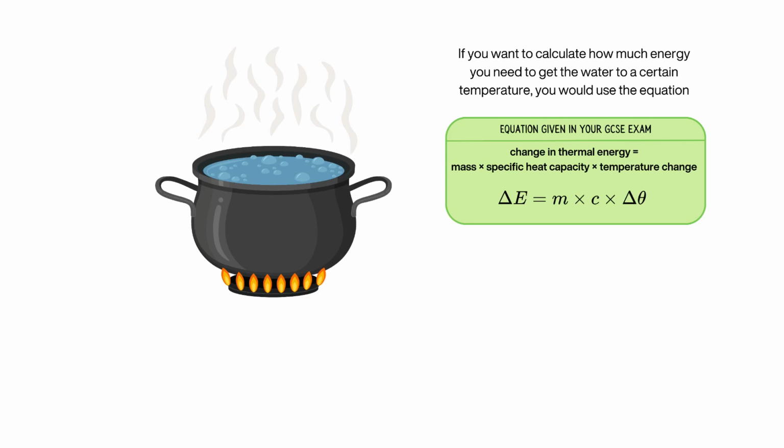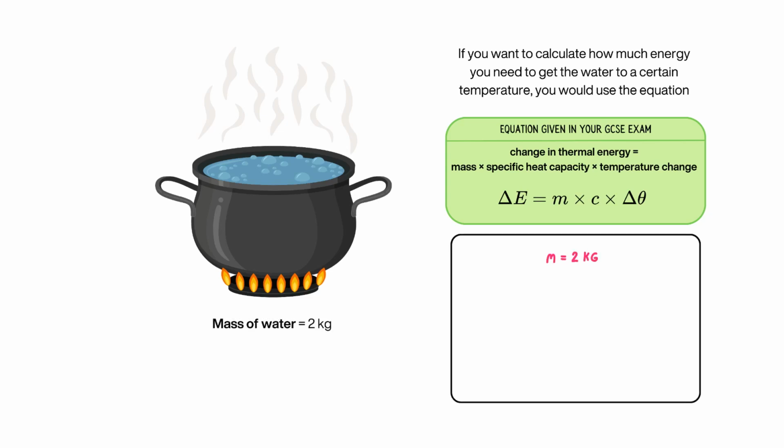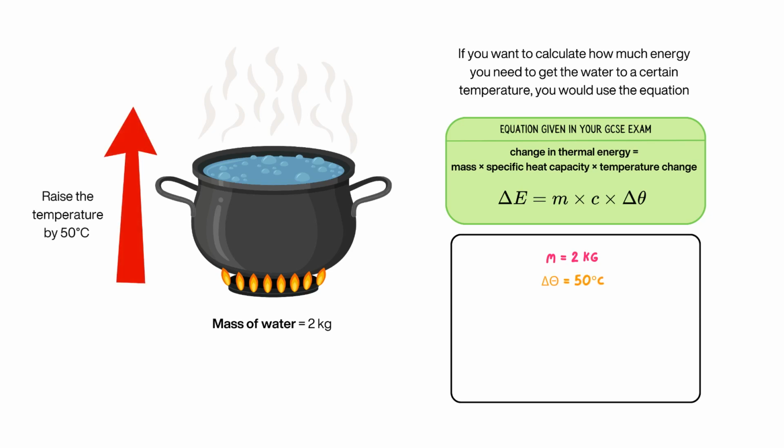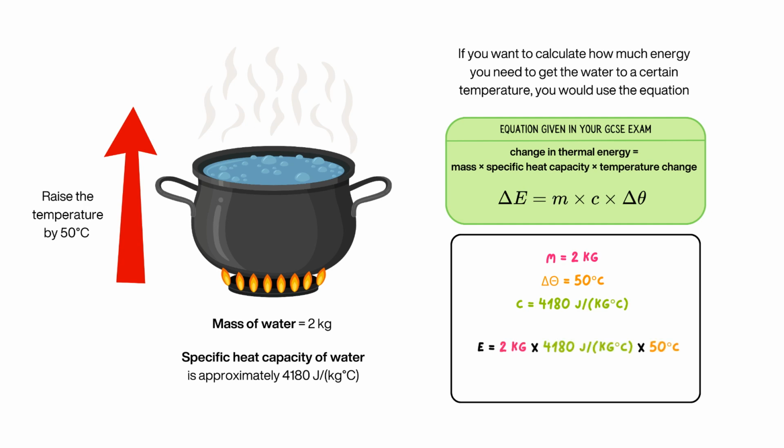For instance, if you have 2 kilograms of water, the mass, and want to raise its temperature by 50 degrees C, and knowing the specific heat capacity of water is approximately 4,180 joules per kilogram degrees C, you can calculate the energy required. This leaves us with 2 kilograms times 4,180 joules per kilogram degrees C times 50 degrees Celsius. Solving this equation leaves us with 418,000 joules. So you would need 418,000 joules of energy to increase the temperature of 2 kilograms of water by 50 degrees Celsius.